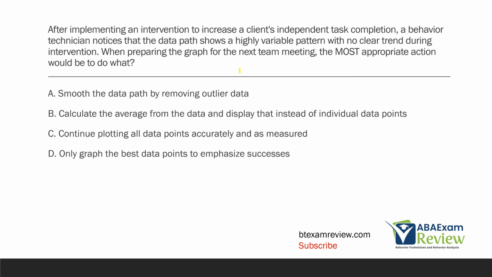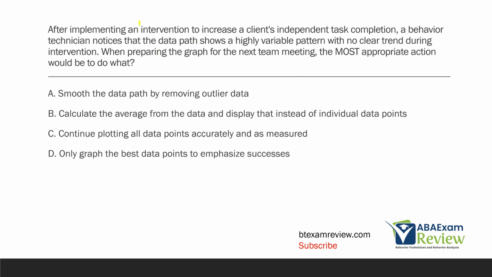After implementing an intervention to increase a client's independent task completion, a behavior technician notices that the data path shows a highly variable pattern with no clear trend during intervention. When preparing the graph for the next team meeting, the most appropriate action would be to do what? So we have a graphing question, and it's going to be an interpretation question or an intervention question, because it's asking you, if you're putting yourself in the shoes of this technician, what you would do in this situation.